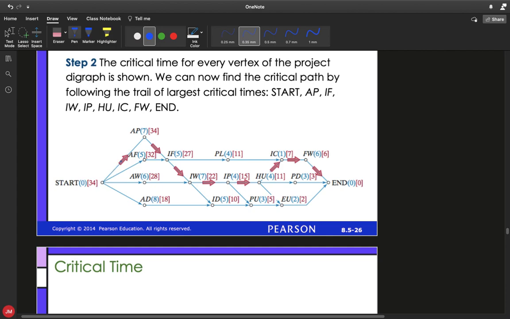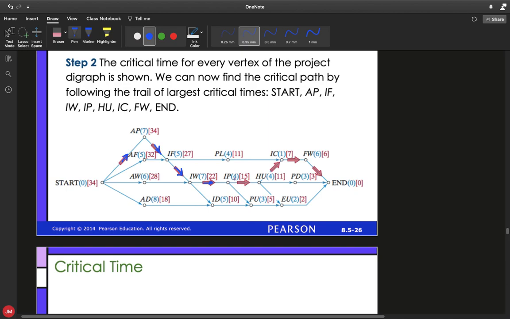So starting at your start, that would have to go up to AP where the critical time is 34. From there, you have to go to IF with a critical time of 27. Now you have two options, 11 or 22. Remember, critical path is always going to be the longest, so that's going to be 22. From there, you only have one option, which is to go to IP.